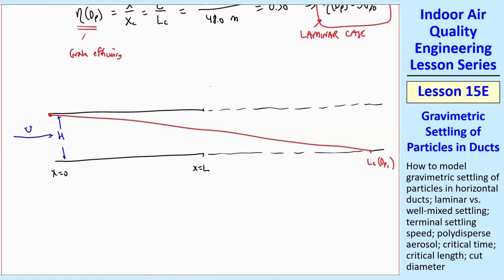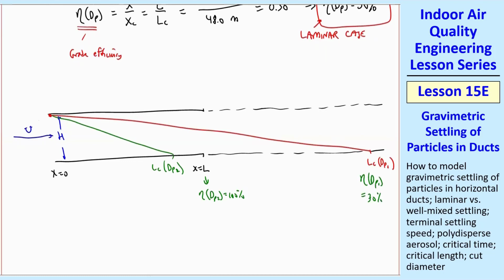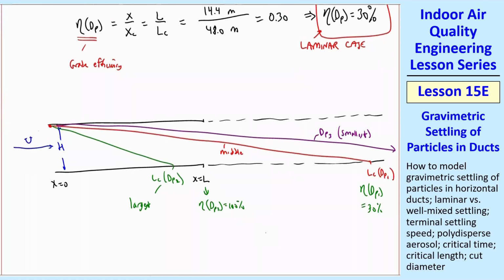So this is LC for dP1. If we had heavier particles, this would be LC at some other diameter dP2. The heavier particles would have an efficiency by the end of this duct of 100%, whereas eta of dP1 was 30%. And then obviously, if the particles are smaller or lighter, they would have an LC that's way off the page here. If all these particles are the same density, these would be smallest of the three, this would be the largest of the three, and this would be the middle diameter. So the math is pretty simple here.